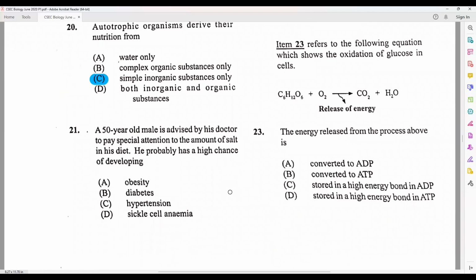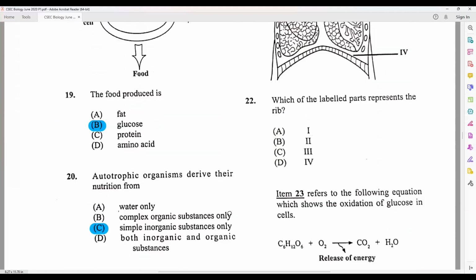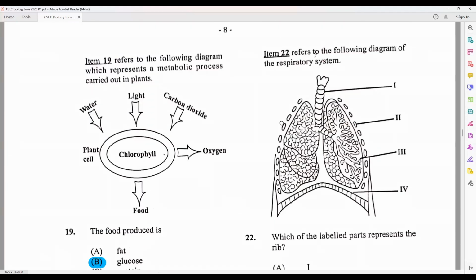Question 21. A 50-year-old male is advised by his doctor to pay special attention to the amount of salt in his diet. He probably has a high chance of developing. Salt is very well known to be attributed to hypertension, high blood pressure, so C. 22, which is part of the respiratory system. So it means we are going into another topic, the respiratory system, for section B.